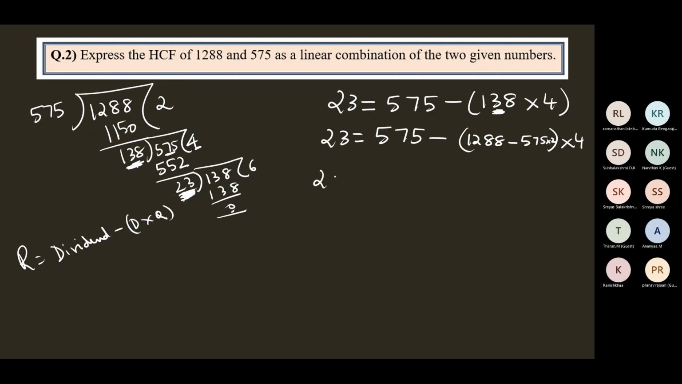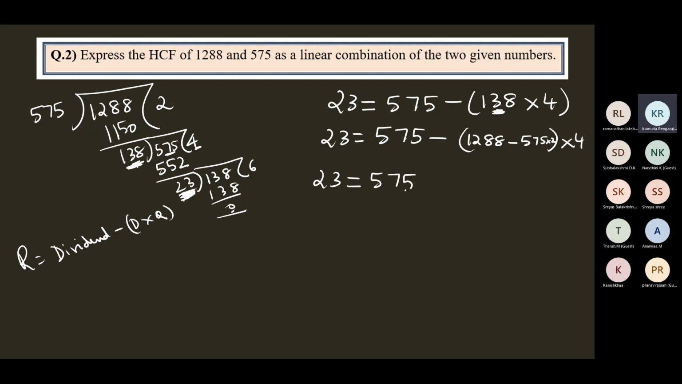Now that's all we have done, because we have replaced every remainder. When will this process come to an end? When you've replaced all the remainders. Prior to 138, there is no remainder. There are only 2 remainders here, and for both the remainders, we've used the rule. So now you just have to simplify this.